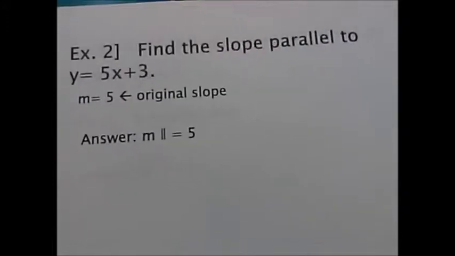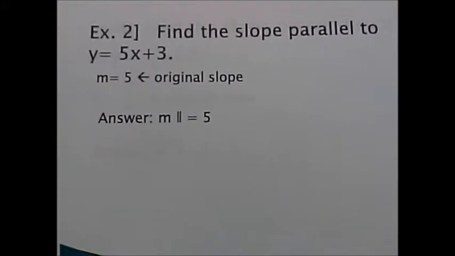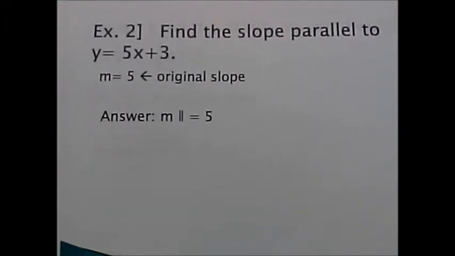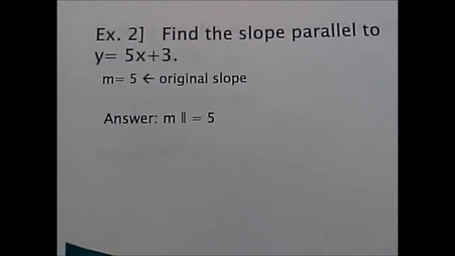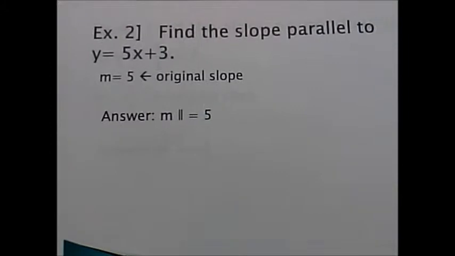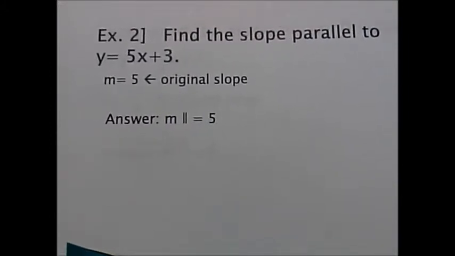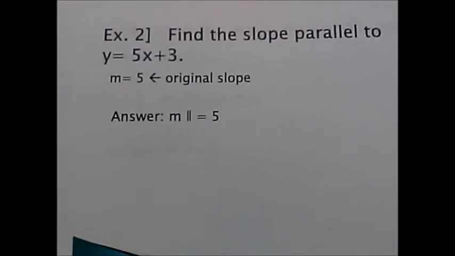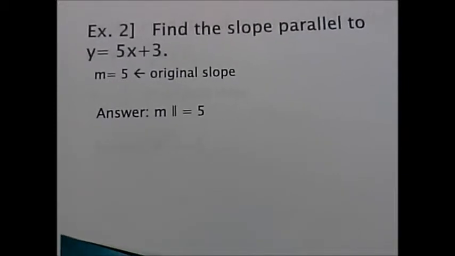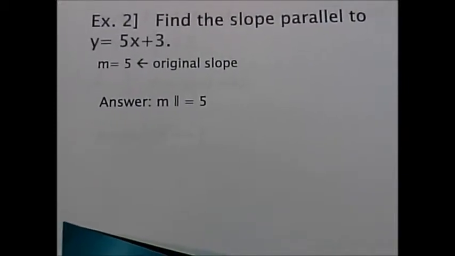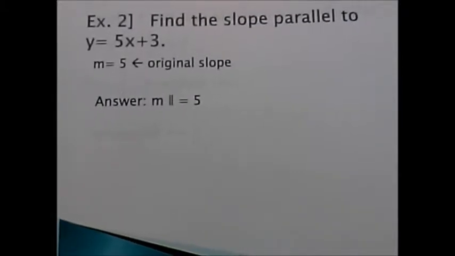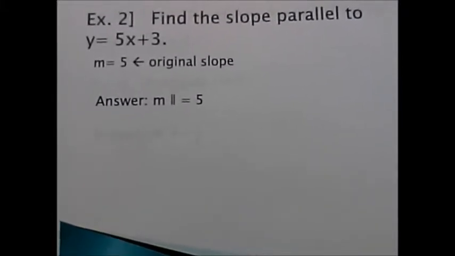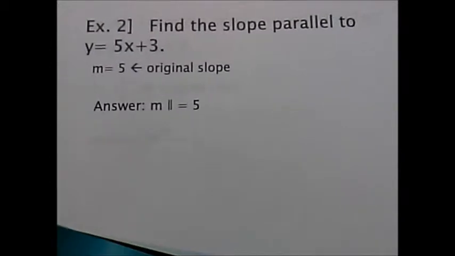Example 2. Find the slope parallel to y equals 5x plus 3. Right there they're giving you the line and the slope is 5. So that's the original slope, m equals 5. And then the same thing, you don't have to change it around or anything. So the answer would be m is parallel to 5.